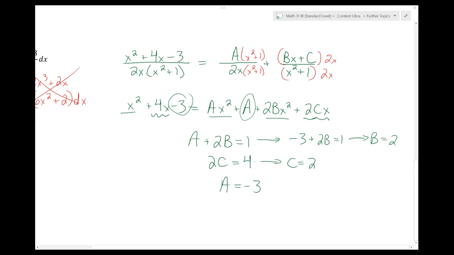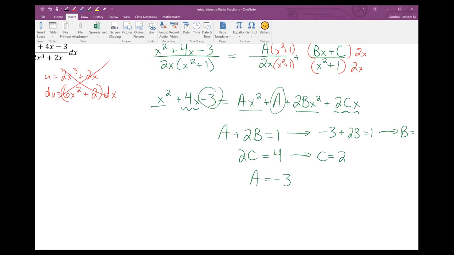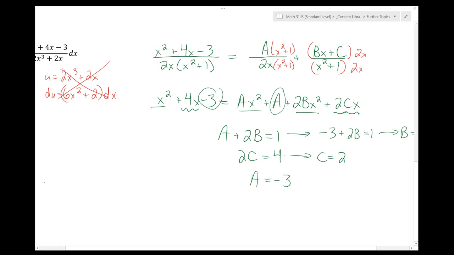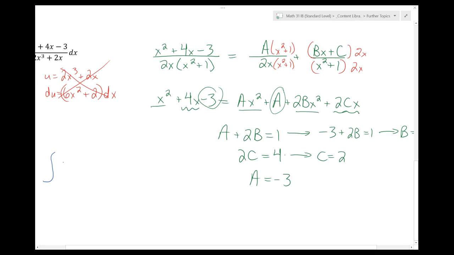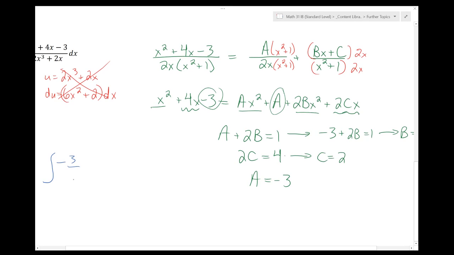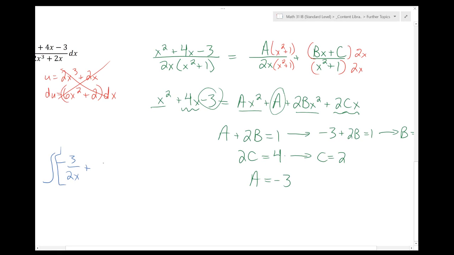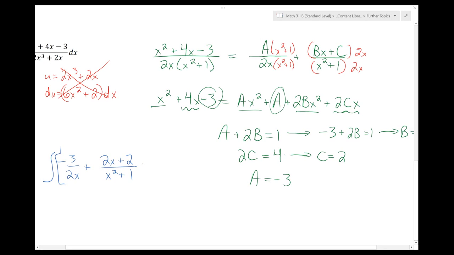So once I figured that out, now I know that my fractions are: the integral of a over 2x, so negative 3 over 2x, and then bx plus c, so 2x plus 2 over x squared plus 1, dx.